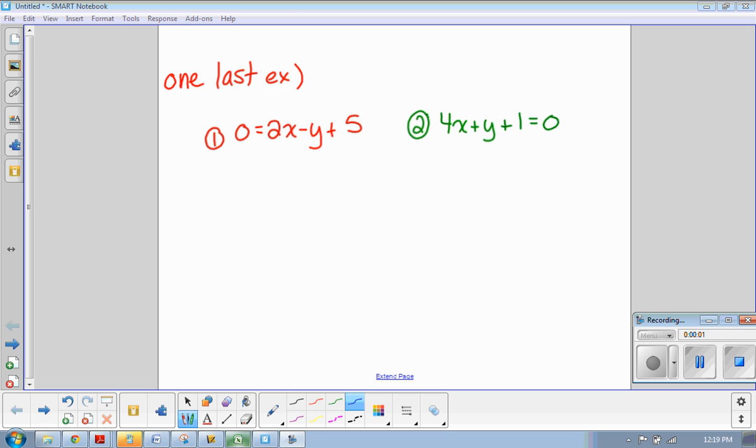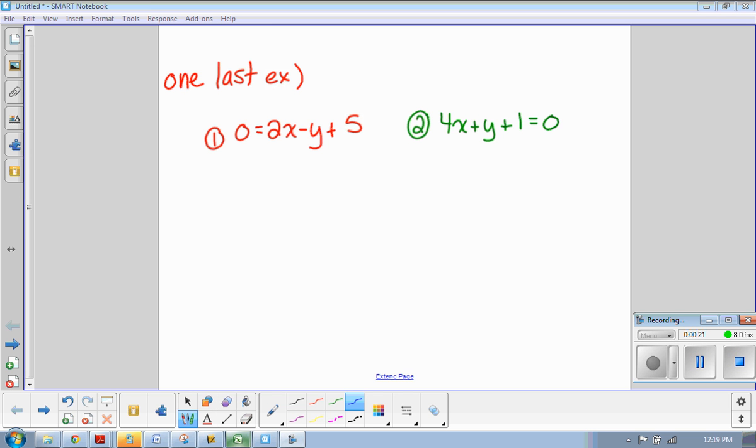We are going to solve a system of equations using substitution. A system of equations happens when we have two equations of a line. If we look at these equations, they are not written as y equals mx plus b. They're written in a different way, but they are still equations of a line, and if we wanted, we could rearrange them to look like y equals mx plus b.